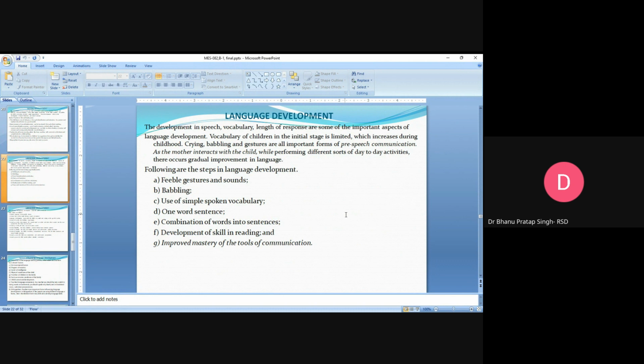As the mother interacts with the child while performing different sorts of day-to-day activities, there occurs gradual improvement in the language. So, following are the steps in language development: facial gestures and sounds, babbling, use of simple spoken vocabulary, one-word sentences, combination of words into sentences, development of skill in reading, and improved mastery of the tool of communication. So these are the steps of language development among children.